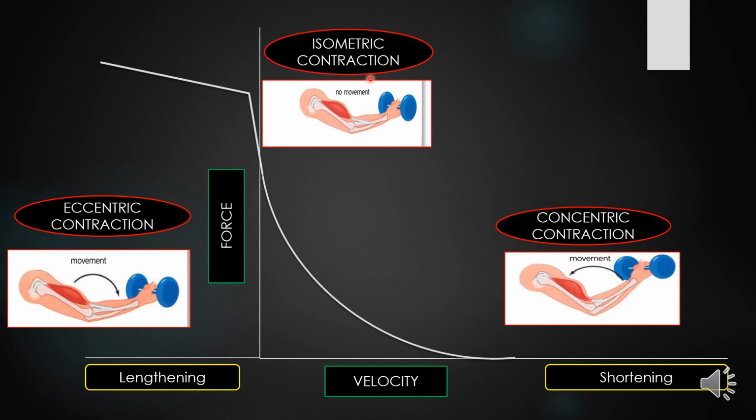On the other hand, if you look at the isometric contraction, here you can see the velocity is 0 because the joint is in its fixed position. It is not moving at all. So, velocity of contraction here in isometric contraction will be 0.